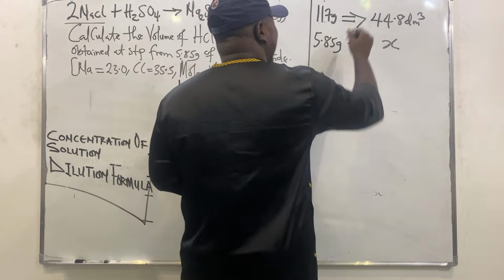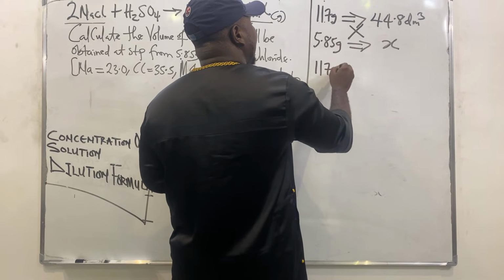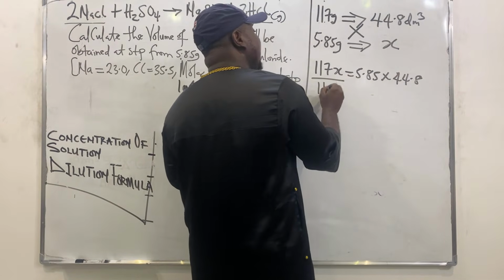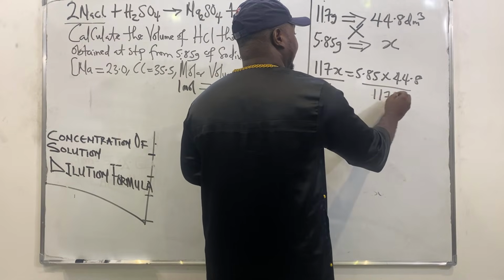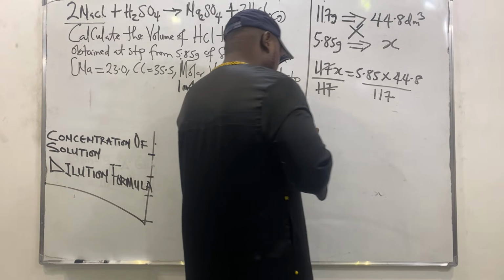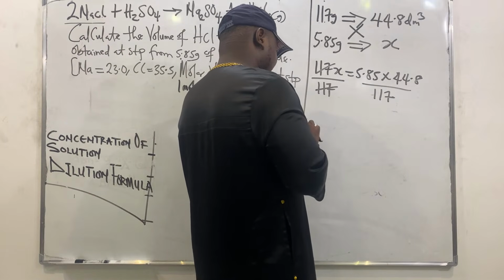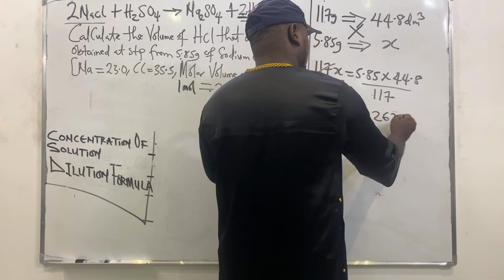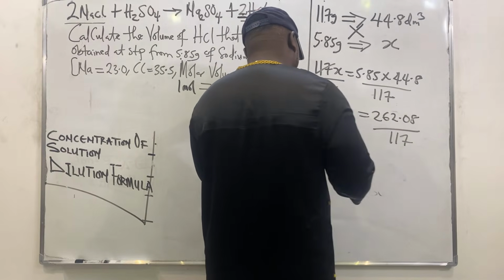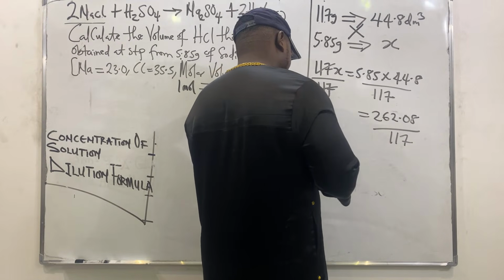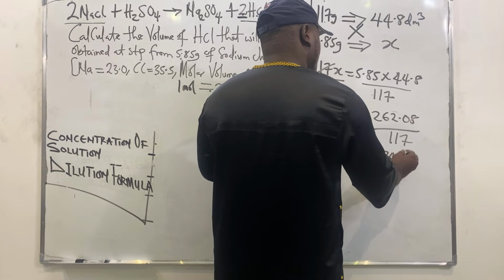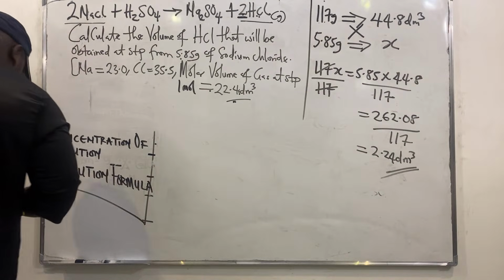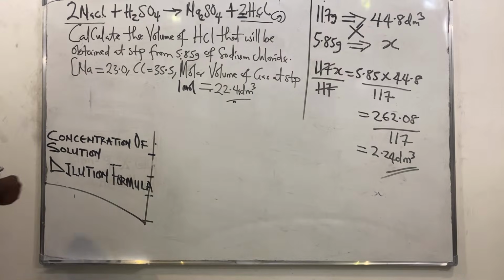You're now going to cross multiply. You're going to say 117x equals 5.85 multiplied by 44.8. Divide both sides by 117. 117 cancels 117. So you have 5.85 times 44.8, which equals 262.08. Now divide by 117. That gives 2.24 dm³. This is the volume of HCl that will be formed.